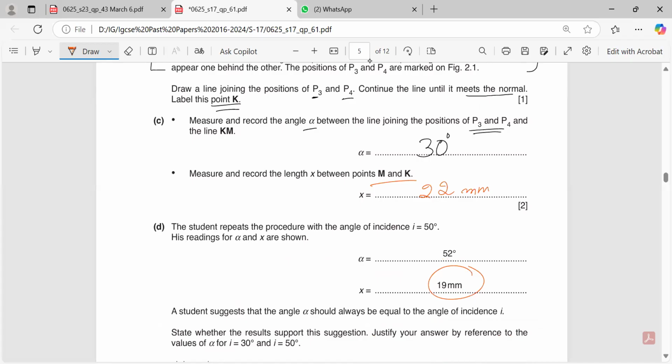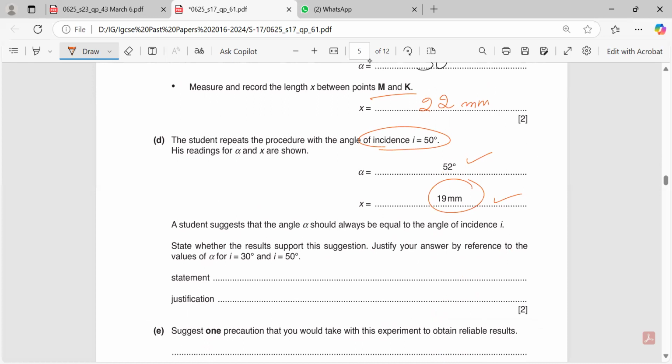The student repeats the procedure with an angle of incidence 50 degrees. His readings for alpha and x are shown. Alpha is 52 and x is 19. Now a student suggests that alpha should always be equal to the angle of incidence. State whether the results support the suggestion. Justify your answer with reference to the values of alpha for angle of incidence 30 and 50.